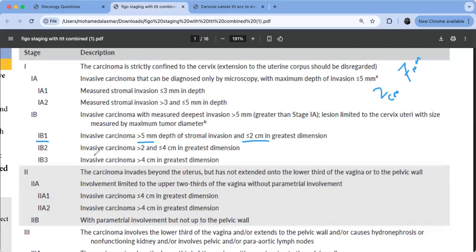1B2 is invasive carcinoma more than 2 cm and 4 cm or less in the greatest dimension. So the maximum is 4 in the greatest dimension. You see here that they don't care about the depth of invasion anymore from 1B2. So this is a turning point, an important landmark. Why is this landmark here? This is 1B2, and it is very important. It will make a difference in our management of the patient and our treatment as well.